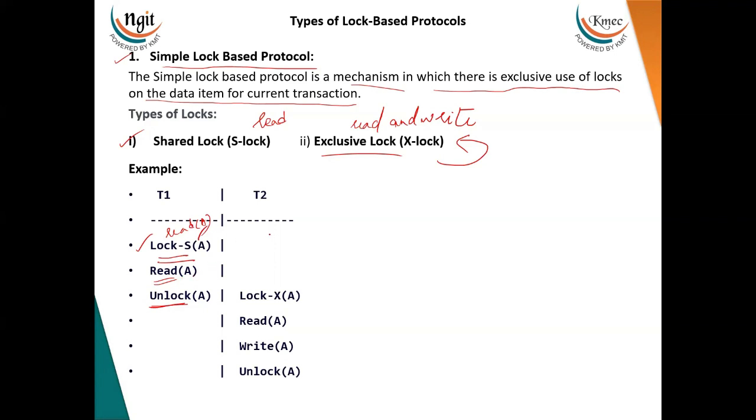And coming to the T2 transaction, here it wants to perform the write operation on the data item A. So when the exclusive lock is acquired by the T2 transaction, it performs both operations, that is, read of A is done and write of A is also done. Once the updations are made by the T2 transaction, it is going to release the acquired lock.